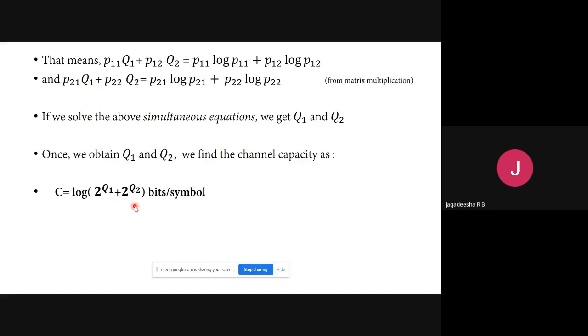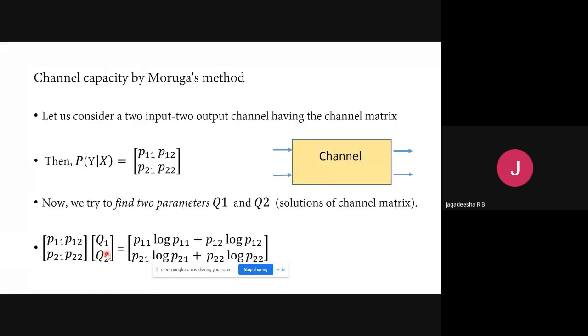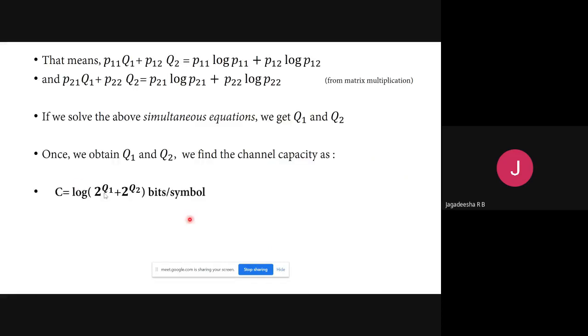Okay, so in Muroga's method, the idea is we know the channel matrix. So with the help of the channel matrix, we will find out some parameters. The parameters are named Q parameters, maybe Q1, Q2, Q3, and so on, based on the size of the input and output. And once we find those Q parameters, we can directly arrive at the channel capacity equation. So to find these Q parameters, we need to have this relationship. Channel matrix multiplied by the Q vector is equal to this entropy kind of relationship, P11 log P11, P12 log P12, and so on. So this is how we find the channel capacity by Muroga's method.